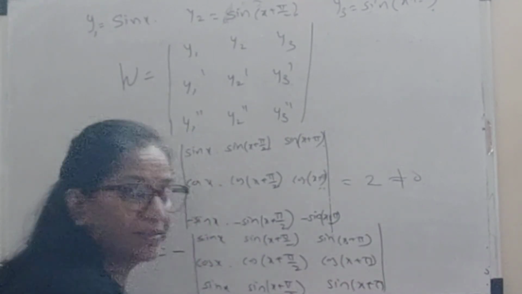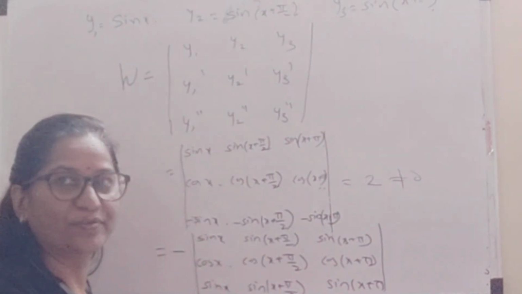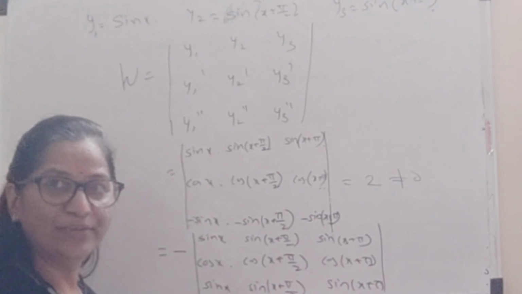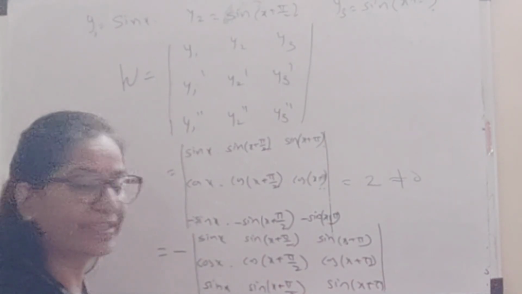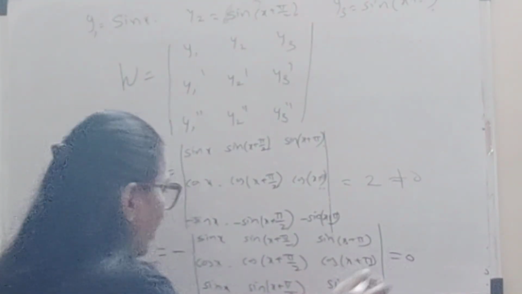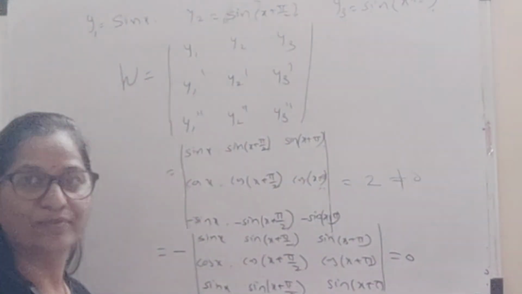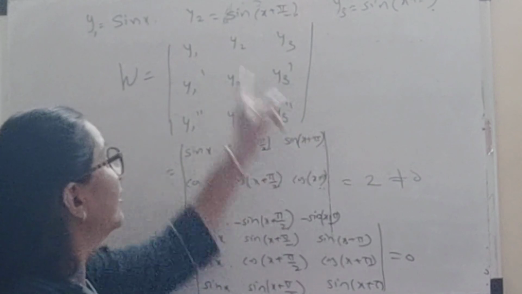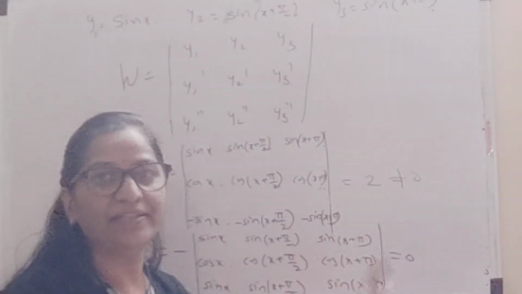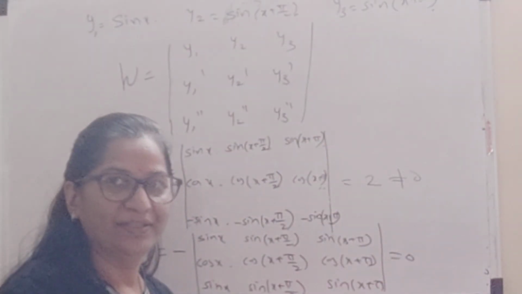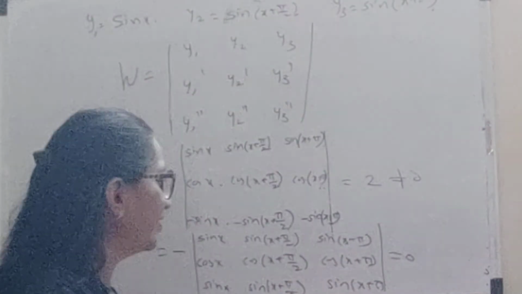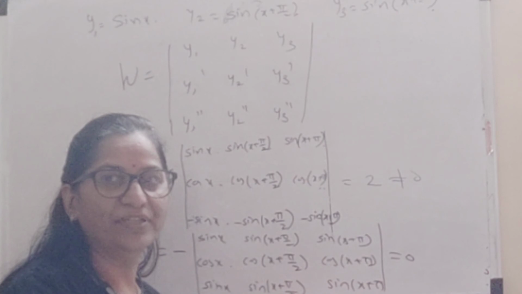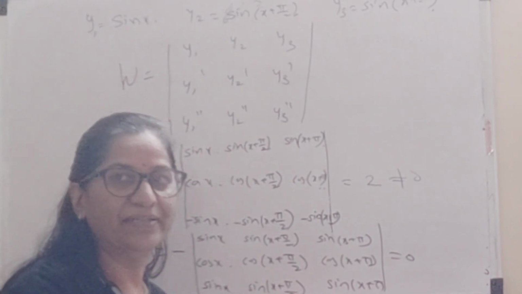Now observe this determinant. Here the first and last rows are identical. If any two rows or any two columns are identical, then directly its determinant is equal to 0. 0 with a minus sign is again 0. So that's why here the Wronskian is equal to 0. Hence these three solutions are linearly dependent. So you can work out, using the same technique, whether a given set of solutions is linearly independent or not.